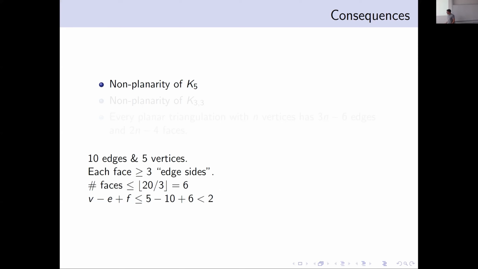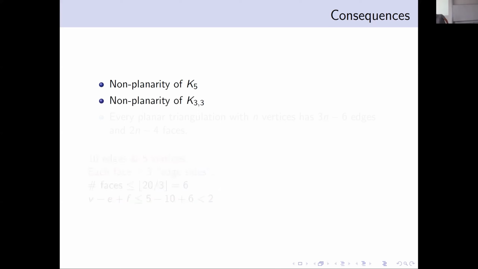And this is smaller than 2 and contradicts Euler's formula. Therefore, this graph is not planar. Similarly, we have the non-planarity of the other graphs. Here, it's just one difference.